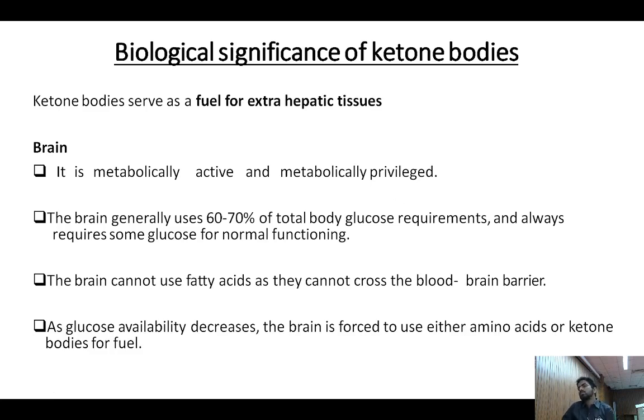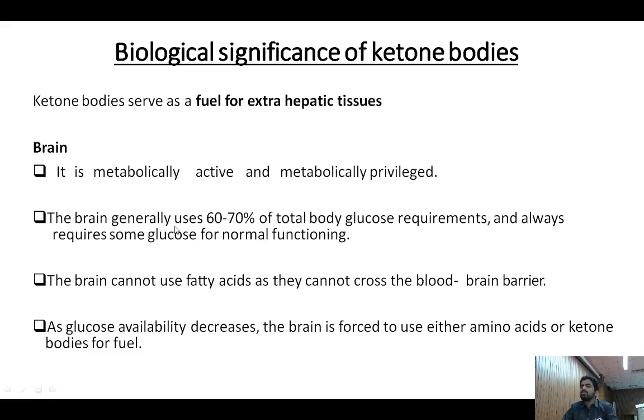So most of the glucose, whether you take it in with food or from the production of glucose by gluconeogenesis or whatever, most of it is taken up by the brain. This single organ utilizes 60 to 70% of the total body glucose requirement. So that's why it is metabolically privileged: first glucose will be given to the brain, and the brain for normal functioning will always require some glucose. Even in a glucose deficient state, even if a little bit of glucose is present in the body, first it will be utilized by the brain.